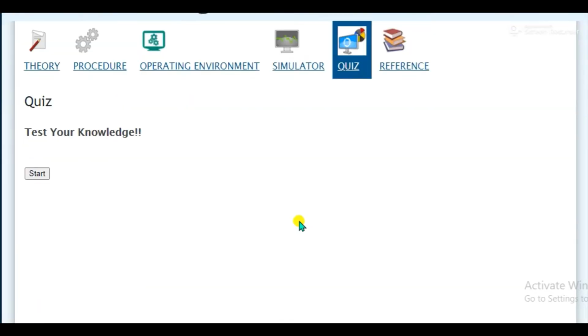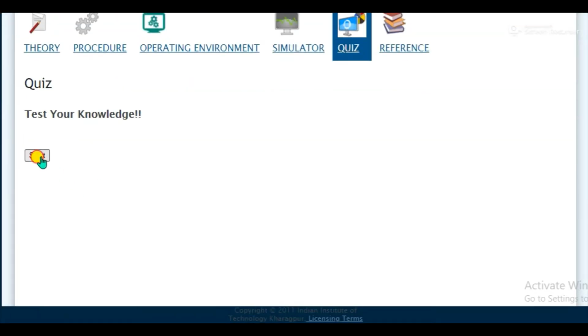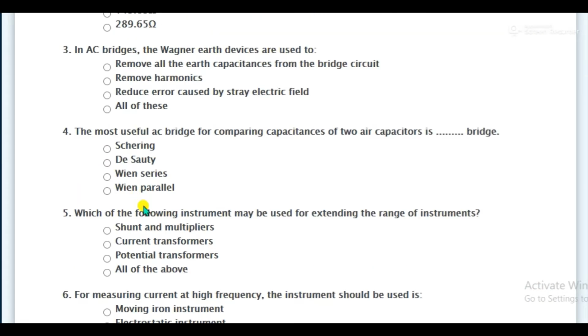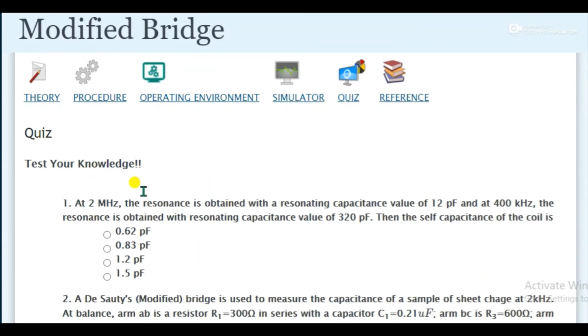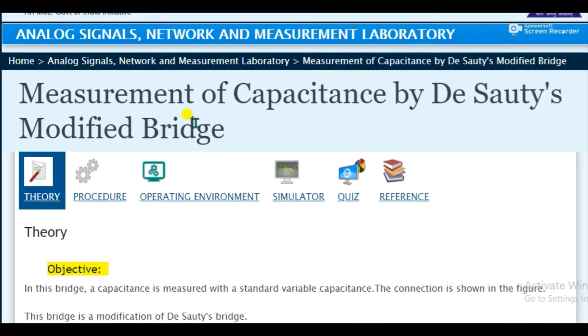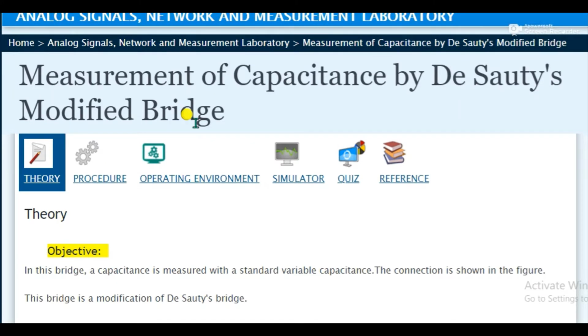So I'm just giving a brief idea what we are going to discuss in this. Also there is a quiz. We will solve some questions. These are some MCQs which might be asked, so we will discuss them also. And at the last I'll provide you with the file where you can see the readings and copy down in your own file. So let us start with the theory.